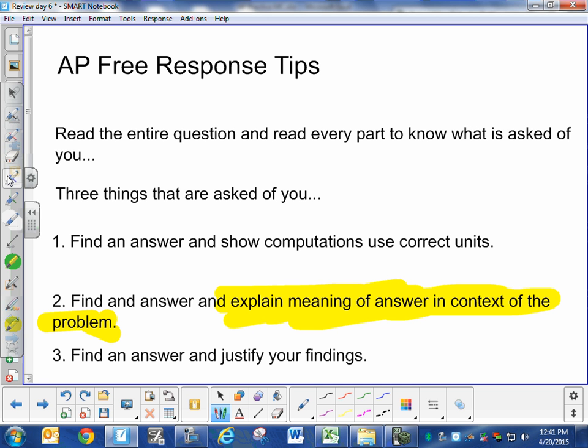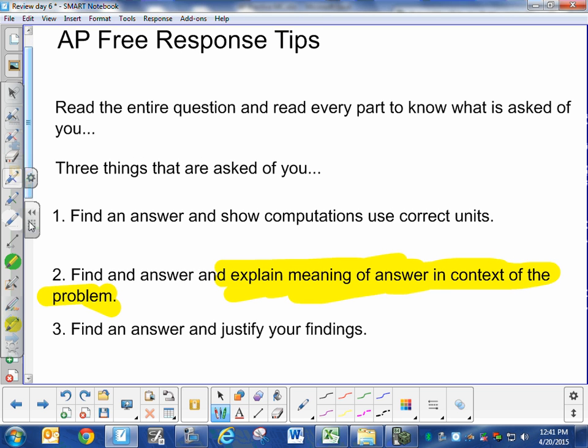There are 3 things that will be asked for you to do. One is just to find the answer. Okay? When you see that, you should be like, sweet. Now, usually those are tough to do, but at least you know you don't have to write anything down. Just find the answer. The second thing, which we'll focus on next, is to find the answer and explain the meaning of the answer in context of the problem.